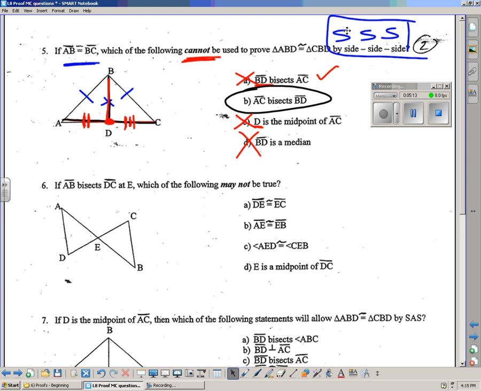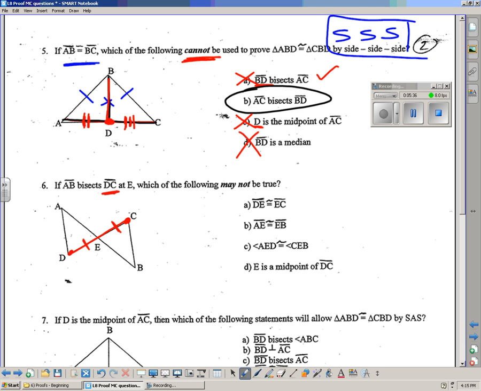Number 6 says, if AB bisects DC, so again, AB is the knife. It is cutting DC at E, cutting DC into 2 equal pieces, which of the following may not be true. Well, DE has to be congruent to EC. Whoops, I'm sorry, that's not the answer. DE is congruent to EC because DC is getting bisected.